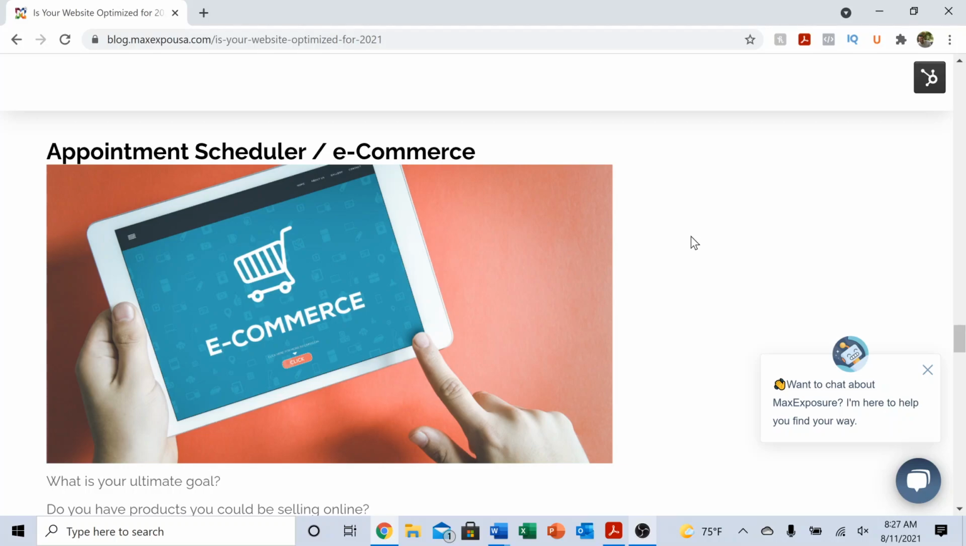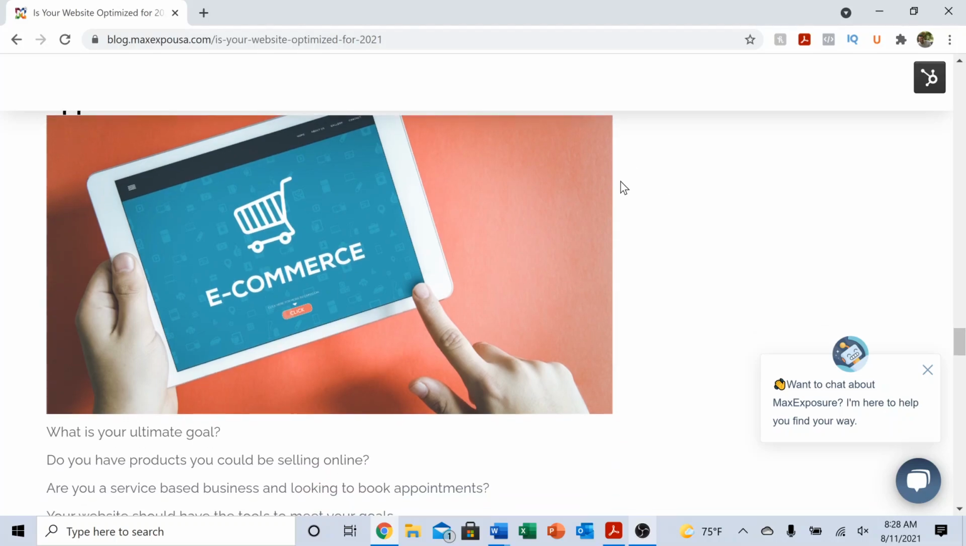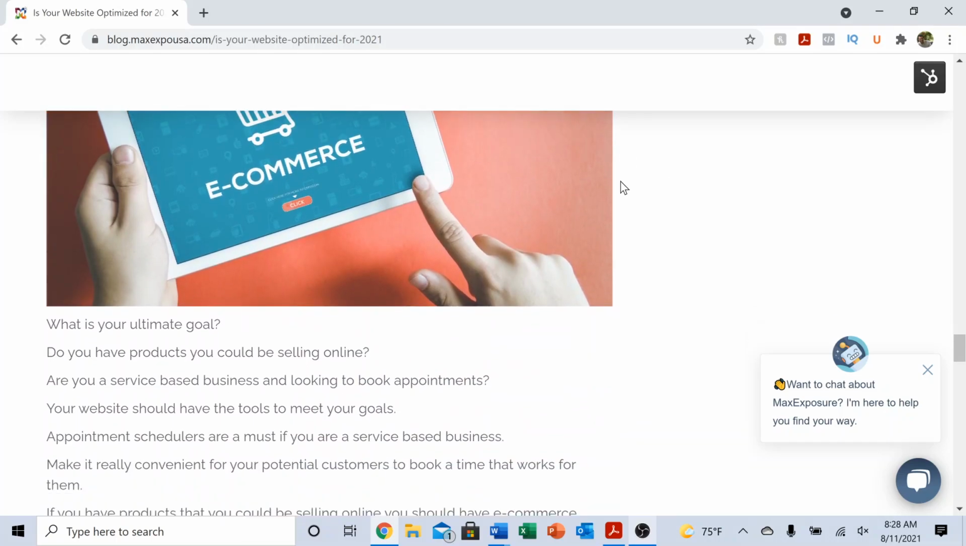So if you're a service-oriented business, make sure you have appointment scheduler buttons all over your website. Give them multiple points of entry to be able to book appointments with you. Make sure you have an online calendar that you can sync to a button or a widget on your website. If you're selling something, have e-commerce connected to your website to be able to sell some of your things online. So it's very important that we're making it really easy for someone to be able to do business with us.